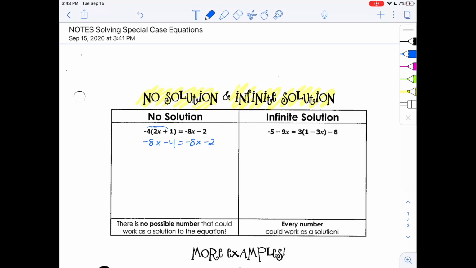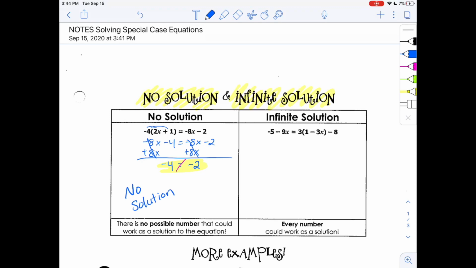Next, we need to bring our variable term from the right over to the left. So we are going to add 8x to both sides. -8x plus 8x cancels out, so we are left with -4 on the left, equals -8x plus 8x cancels out again, and we are left with -2. So you can see how this is a special case. -4 equals -2 is not a true statement. If we get an answer like this, then we know there is no solution.